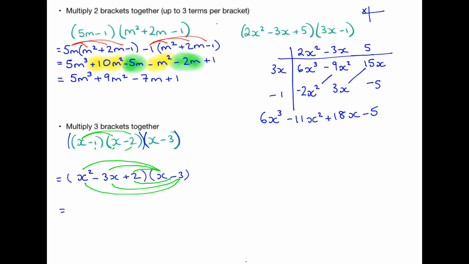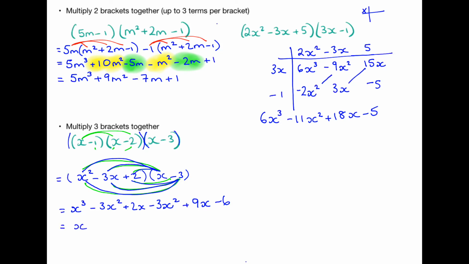So first line we drew was this one. So x times x squared is x cubed. Second one was that one. X times negative 3x gives us minus 3x squared. Then x times 2 is 2x. So we're on to the bottom lines now. So the first one, negative 3 times x squared is negative 3x squared. Then we've got negative 3 times negative 3x, so that's going to give us plus 9x. And then we've got negative 3 times positive 2 is minus 6.